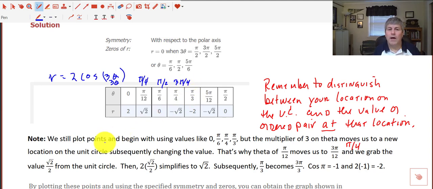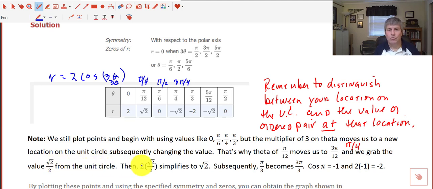We're still going to plot points, and we're going to begin with values like 0 and pi over 6, pi over 4, and pi over 3. But the multiplier of 3 on theta moves us to a new location on the unit circle, subsequently changing the value that we're used to getting. That's why theta of pi over 12 moves to 3 pi over 12, or pi over 4. And then we grab the value of square root of 2 over 2 from our unit circle. And that's how that's simplified.